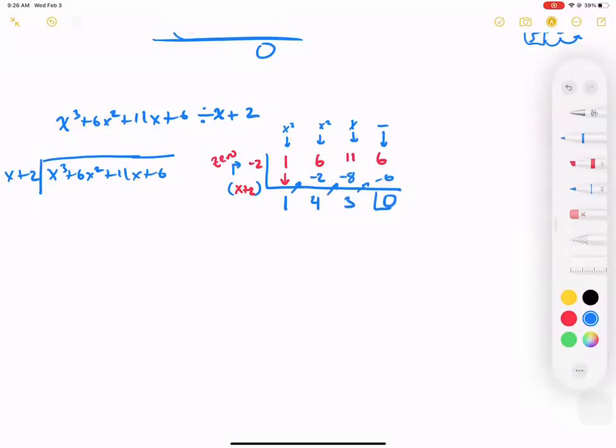So how do I reinterpret this? What does 1, 4, and 3 mean? Remember, these are placeholders. So we went from x cubed, we got rid of an x. So our answer is not x cubed anymore, it's x squared. We have 1 x squared, and then you can just go down the line. That's 1x squared plus positive 4x plus 3. And that is my answer.